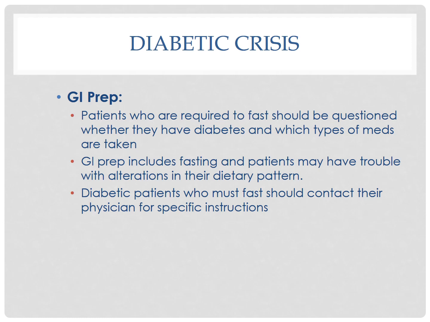These diabetic crises can be something that we encounter or can be of concern to us as technologists. Patients who are required to fast should be questioned about whether they have diabetes and which types of meds are taken. Our GI prep requires fasting, and sometimes if they fast and they've taken their insulin, it can result in hypoglycemia. So diabetic patients should contact their physician for specific instructions, and also we should schedule these procedures first.